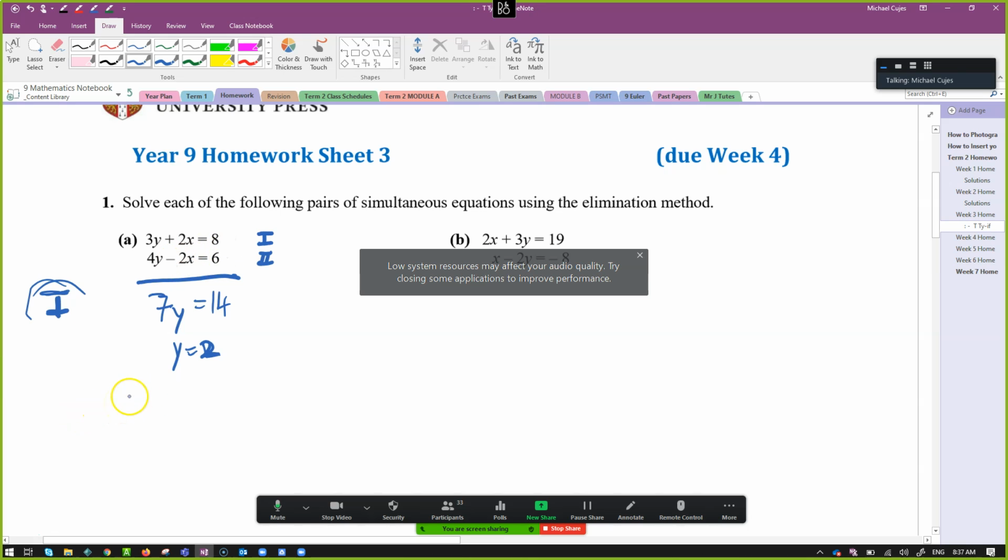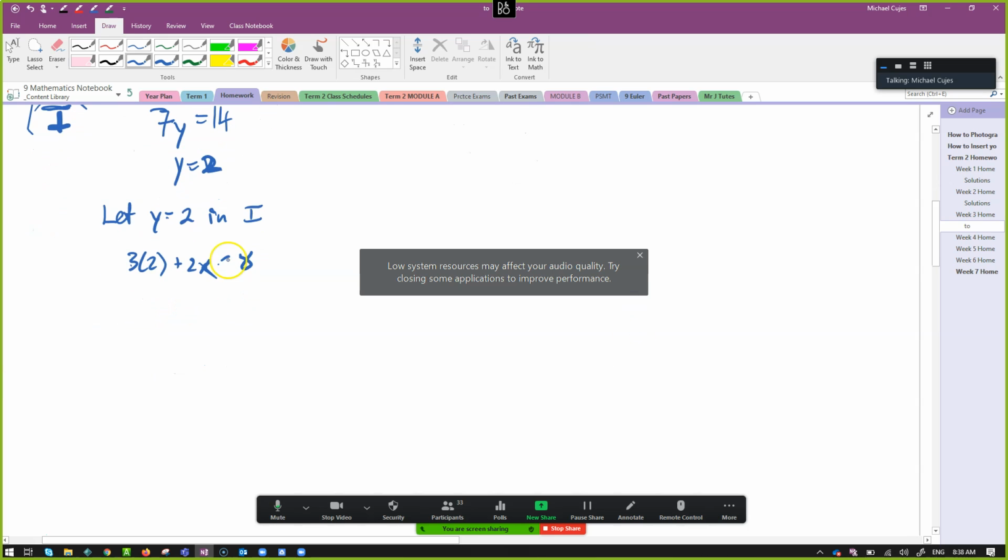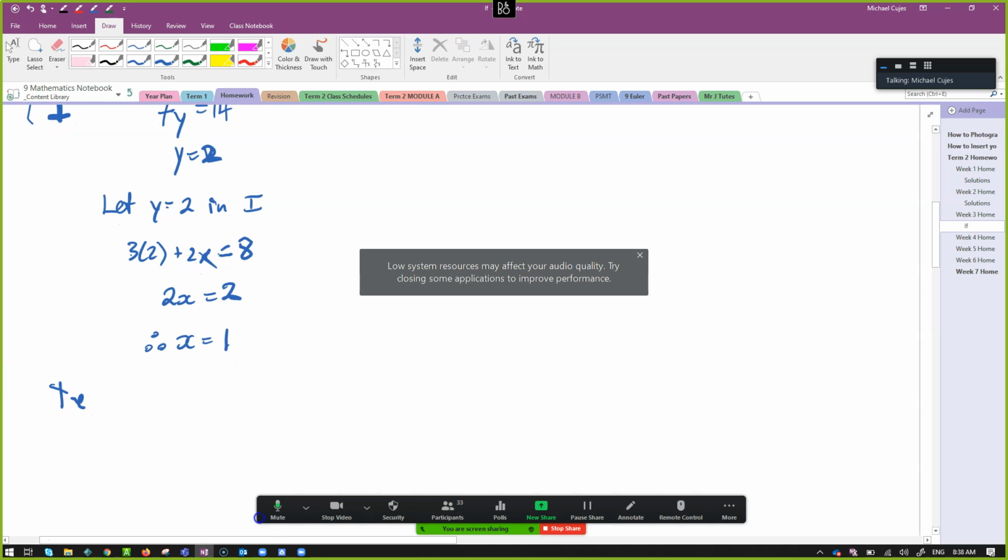I need to solve for x as well, so I'm going to let y equal 2 in the first equation. So I have 3 times 2 plus 2x equals 8. Subtracting 6 from each side, I'm going to have 2x is equal to 2. Therefore, x equals 1.